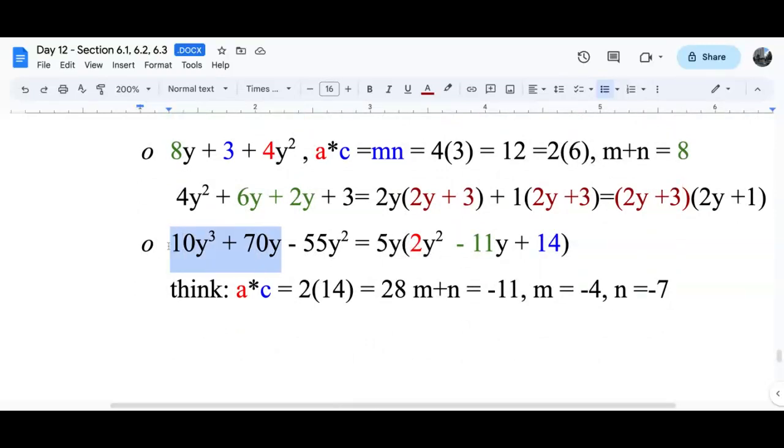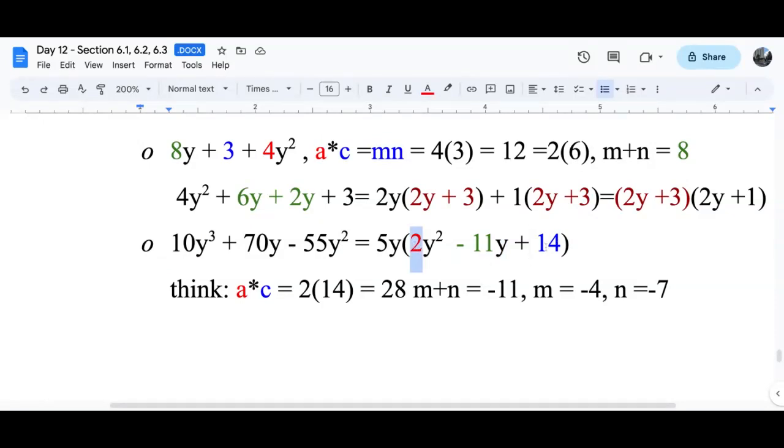So this one, every term has a y in it, right? And every term has a 5 as common factor. So we factor out the common factor for the 3 terms first. We factor 5y, then 10y cubed divided by 5y, we have 2y squared. Negative 55y squared divided by 5y, we have negative 11y left. 17y divided by 5y, we're left with 14.